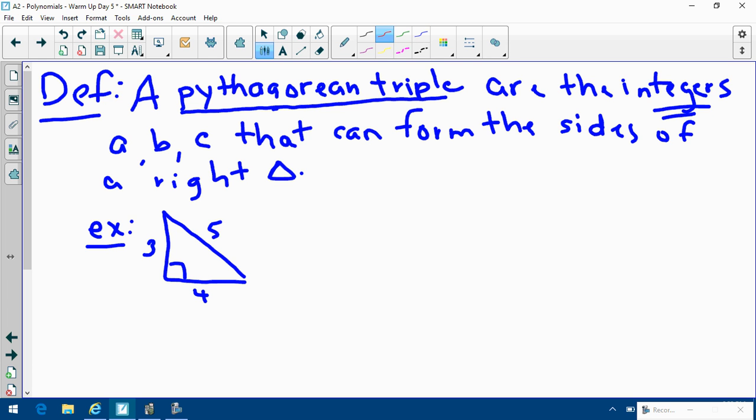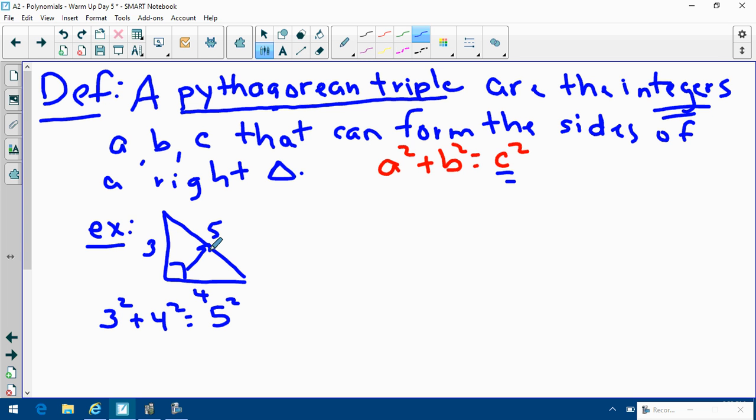Maybe I should say, what is the Pythagorean theorem? Hopefully you're all screaming, a squared plus b squared equals c squared. So that satisfies the Pythagorean theorem because 3 squared plus 4 squared equals 5 squared. Remember, c always has to be the hypotenuse. So 9 plus 16 definitely equals 25. Check.